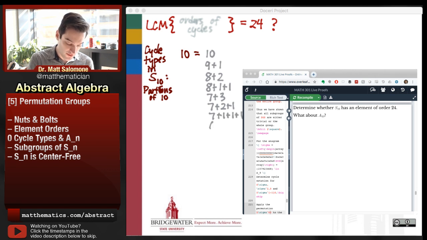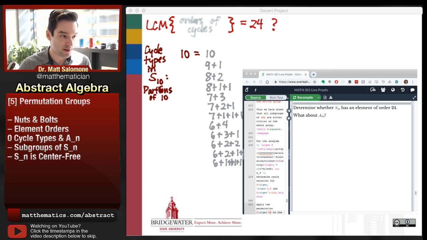I could take 6 and 4. Or I could split that 4 up into 3 and 1. I could split that 4 up into 2 and 2. I could split that 4 up into 2, 1, and 1. I could split up the 2 there into 1s, so 6, 1, 1, 1, 1. I know I'm bumping into my browser window here. Let me get it out of the way.